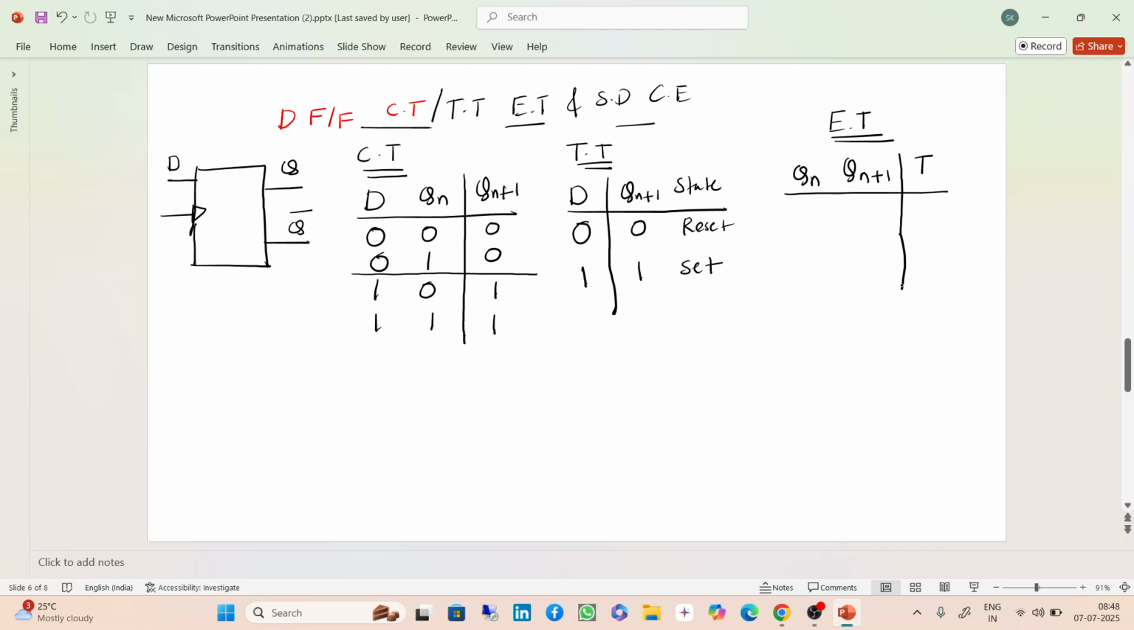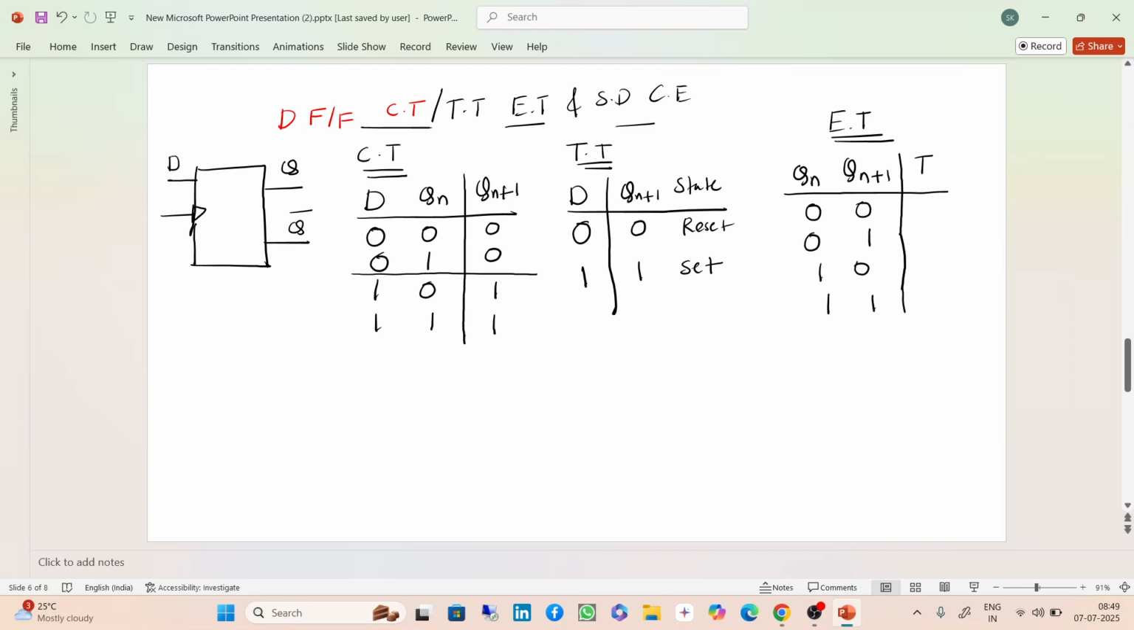So you need to remember these excitation tables. Why? Because we are going to use these excitation tables in the flip flop conversions as well as in the counters. While you are designing a synchronous counter, you are using this excitation table, okay. You need to remember all these things. How many possible combinations? 0 0, 0 1, 1 0 and 1 1. So you need to see the characteristic table and get the excitation table.